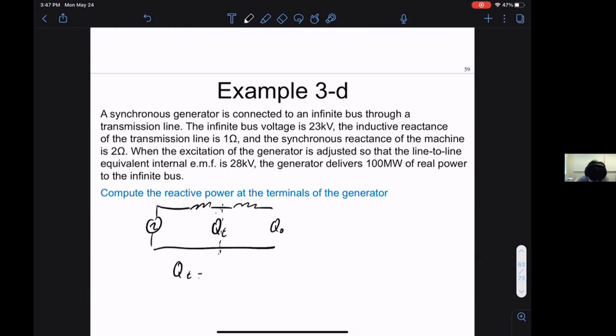To compute this, we can use the reactive power at the output plus the reactive power consumed by the transmission line. This is 32.87 megawatt. Any question with this calculation?